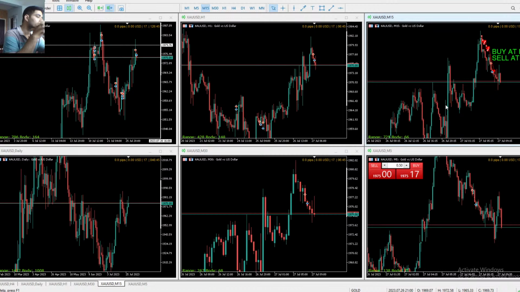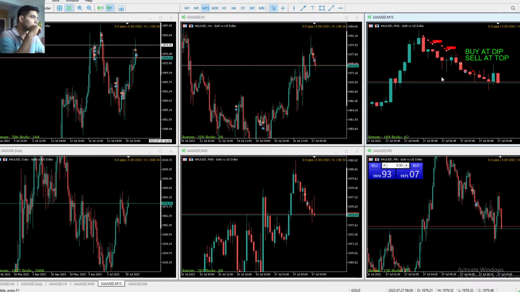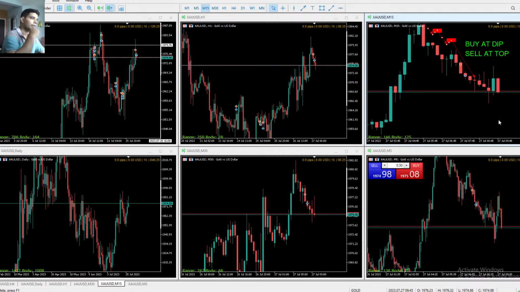Okay, if this red candle closes below the low of the previous green candle, we can look for a sell position. Okay guys, let's wait and see. But we have already taken one trade, so we do not bother taking any other trade.